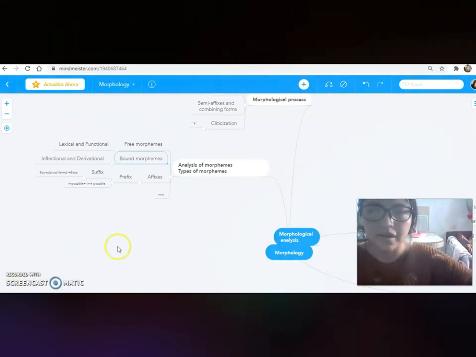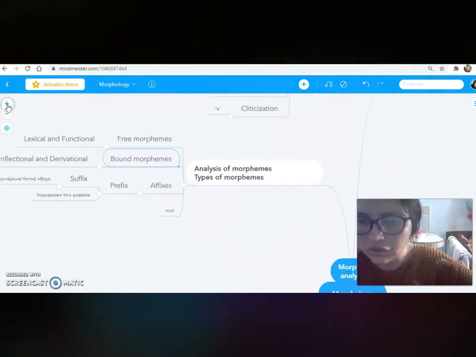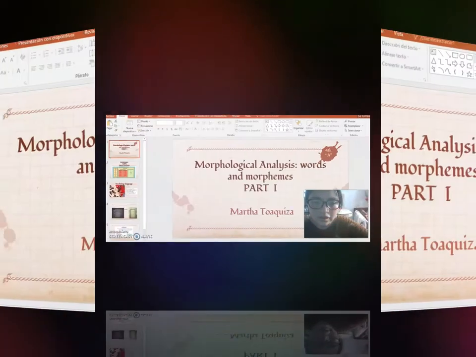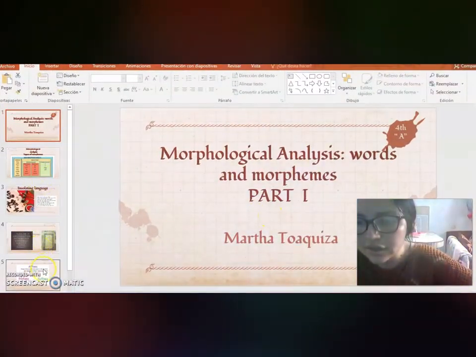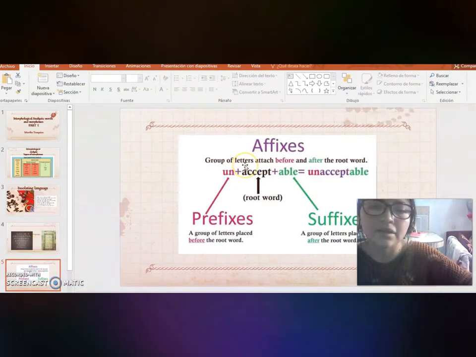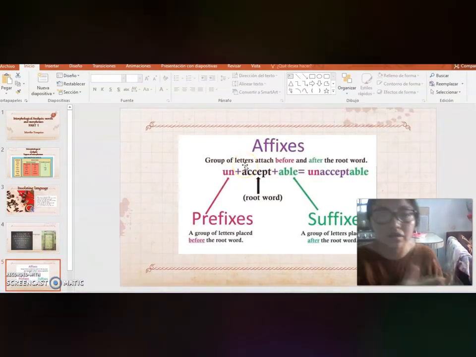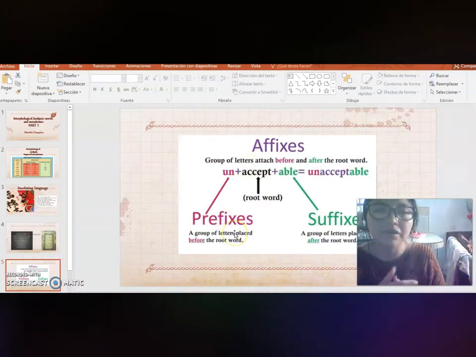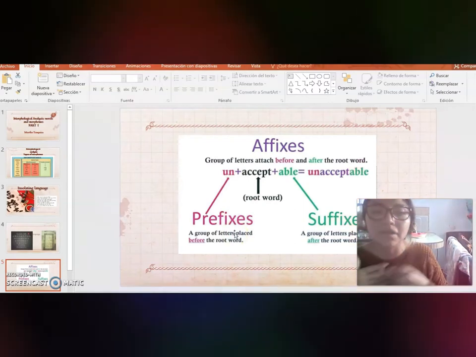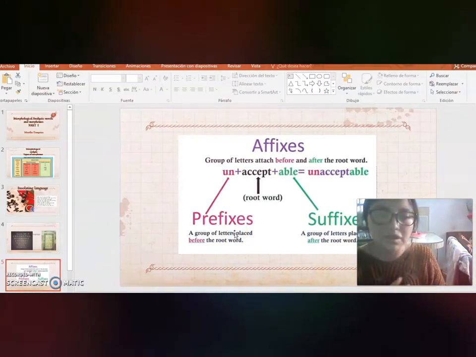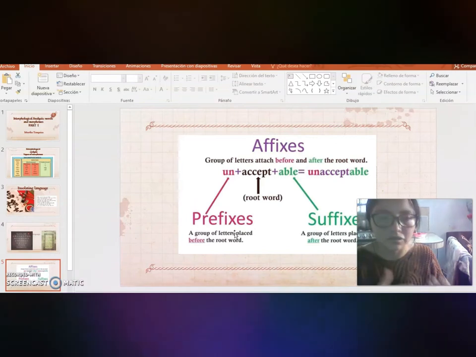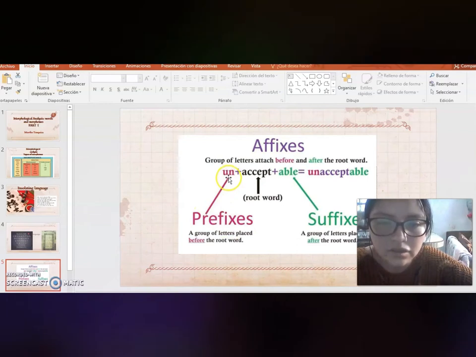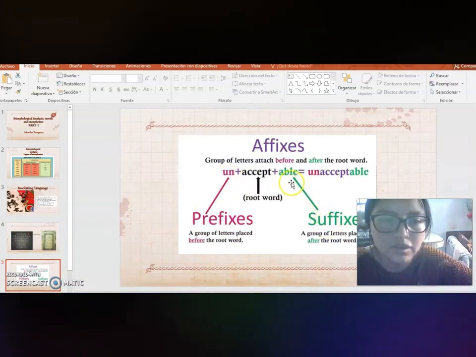Another part that we need to know to recognize what is added to a word is affixes. Affixes are the parts that are added at the beginning or at the end of a word. Here we have two types. One of them is prefixes. Prefixes are added at the beginning of a word, and suffixes are added at the end of the word. And here we have an example: prefix such as un and suffix such as able.